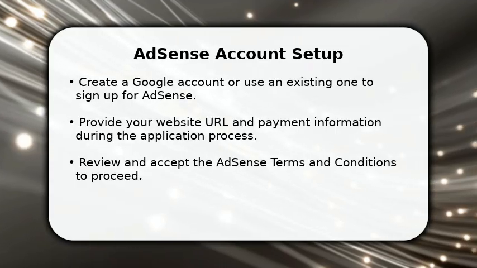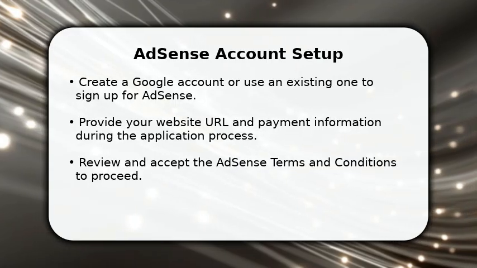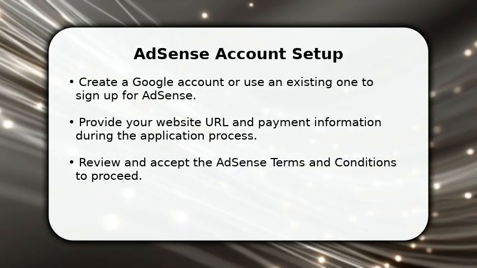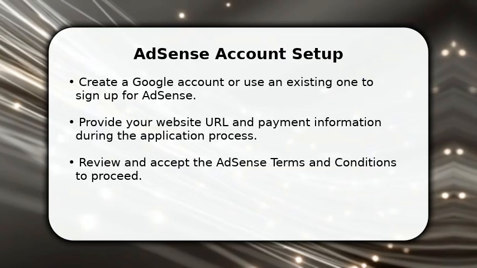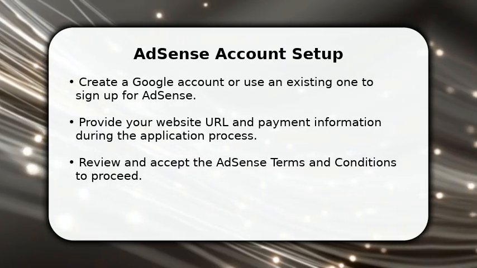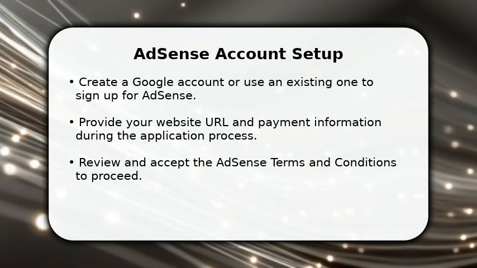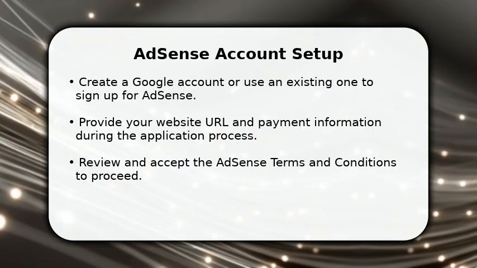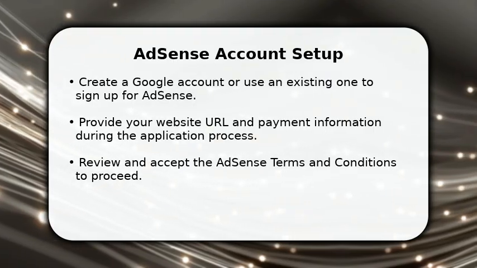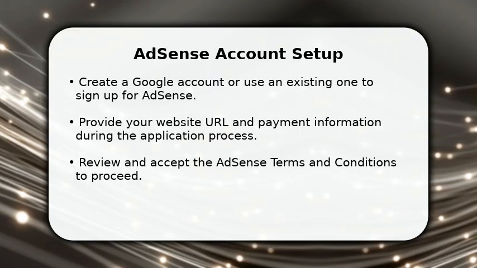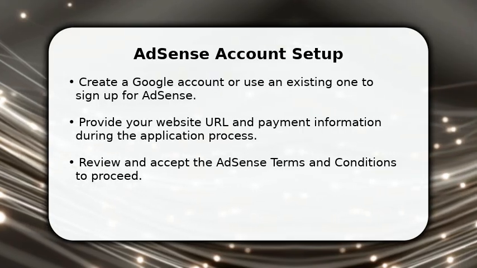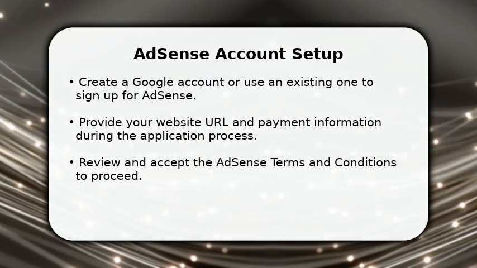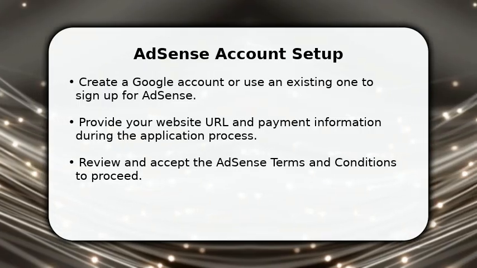In this video, I will explain how to connect your site to AdSense. First, you will need a Google account to sign up for AdSense. Visit the AdSense website and click Get Started. You'll provide your website's URL and your payment details. Make sure all information is accurate. Finally, review and accept the AdSense terms and conditions to complete your application. This is the initial step to begin earning revenue.